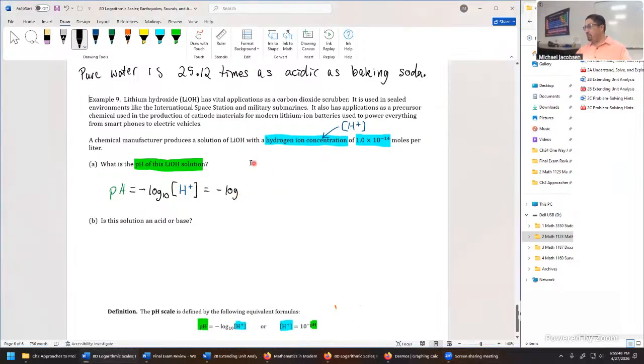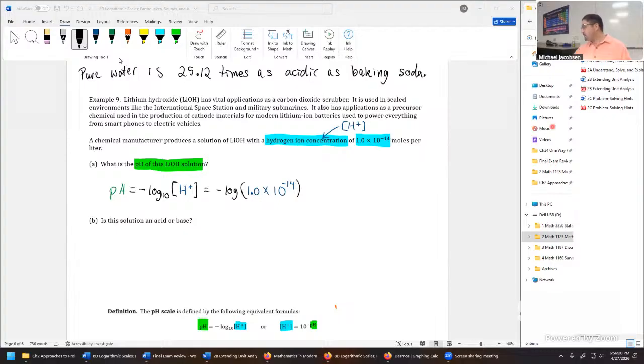Let's see if we can get through this problem without offending the Zoom overlord. So we're trying to find the pH of lithium hydroxide. All we're doing now is taking this figure, the hydrogen ion concentration, and dropping it into the formula. So this is going to be negative log of 1.0 times 10 to the power negative 14. So this is all we have to compute next.